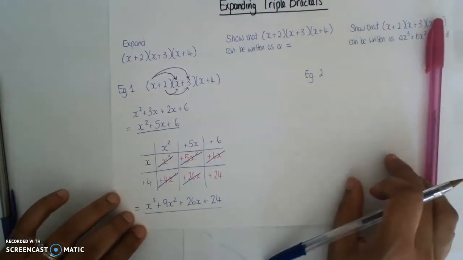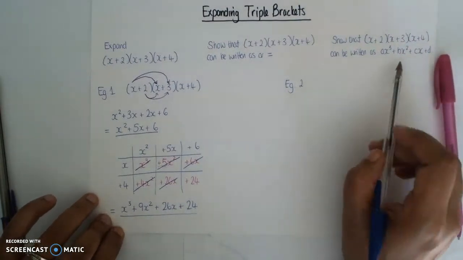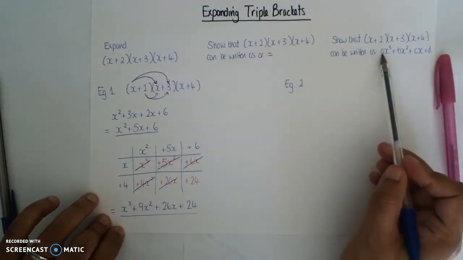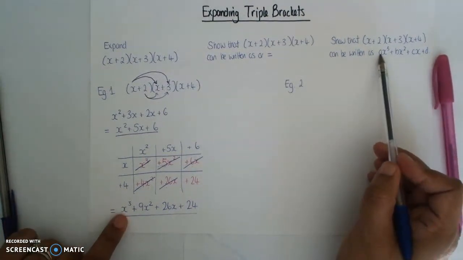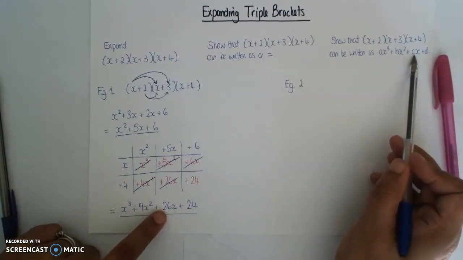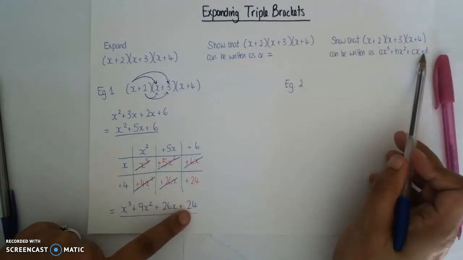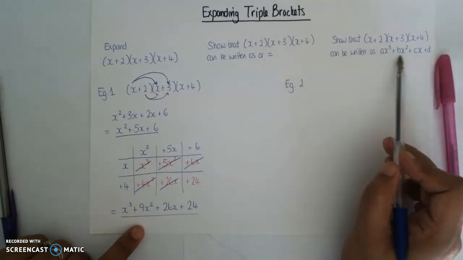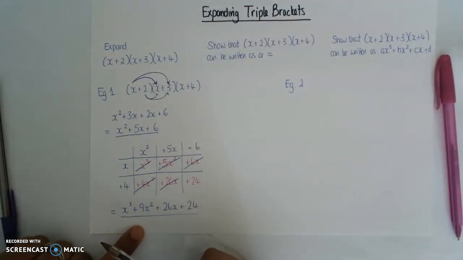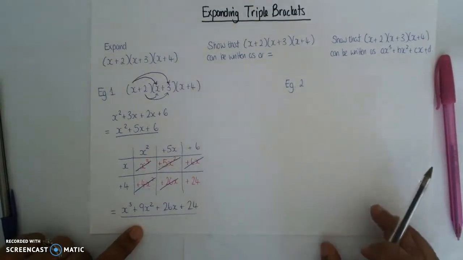And if we go back to that third example, you see how this question can be written as that? So A would be 1 because there's nothing in front of that x cubed. B is 9, C is 26, and D is 24. So as I said, please don't be put off if you see that. It's just multiplying out the triple brackets. Okay? Let's have a look at another example.